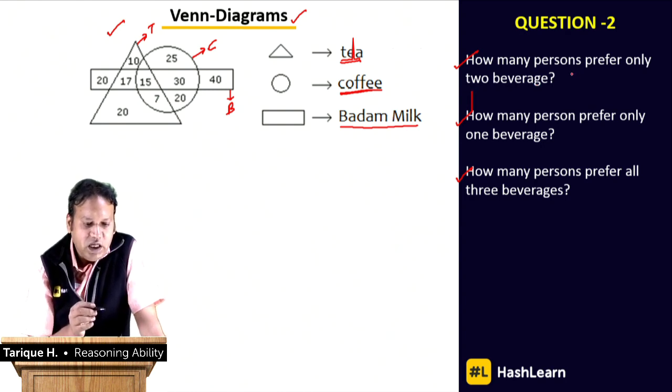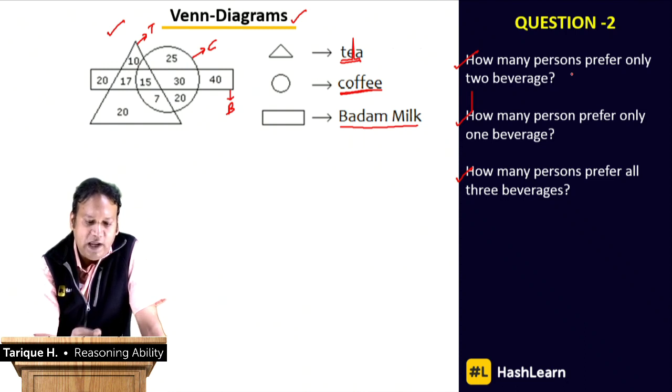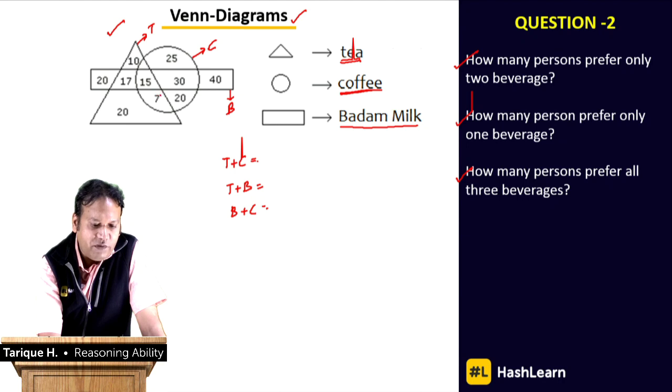You can see here, we have to find out those numbers which you can find in the overlapping portions. So let's find out those who prefer tea and coffee only, those who prefer tea and badam milk only, and those who prefer badam milk and coffee. These are the three sets of people that we want to find out, only two beverages.